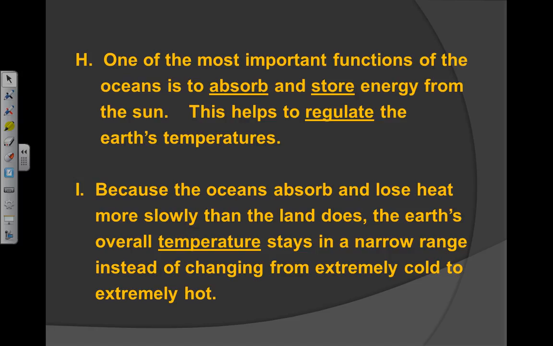Letter I: because the oceans absorb and lose heat more slowly than the land does, the Earth's overall temperature stays in a narrow range instead of changing from extremely cold to extremely hot. Other planets do that. They are very cold at night and very warm during the day, and their temperature may change several hundred degrees between day and night, while our temperatures, because of the oceans, only change about 20 to 30 degrees between day and night. So that keeps the Earth in a very comfortable range and makes it easier for humans and any other kind of life to survive.